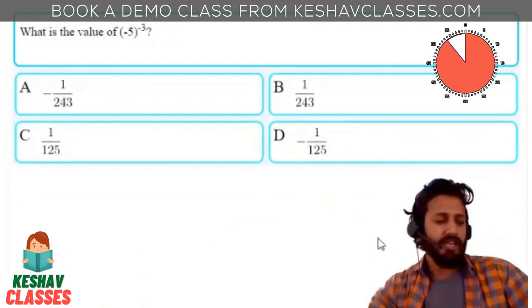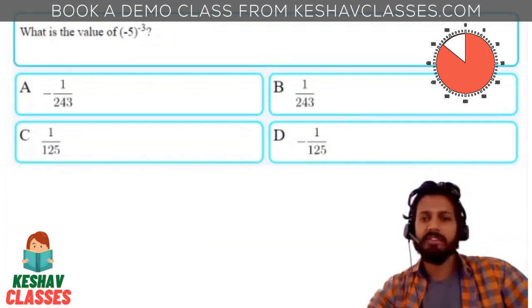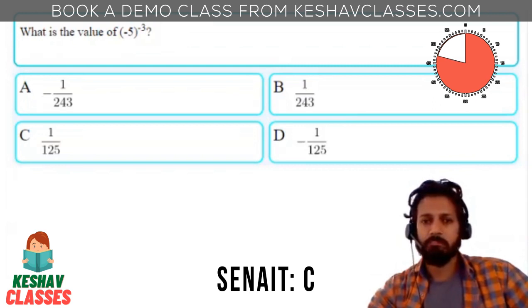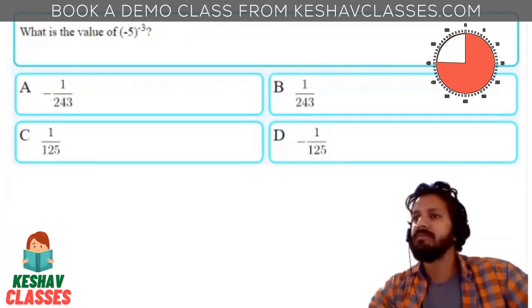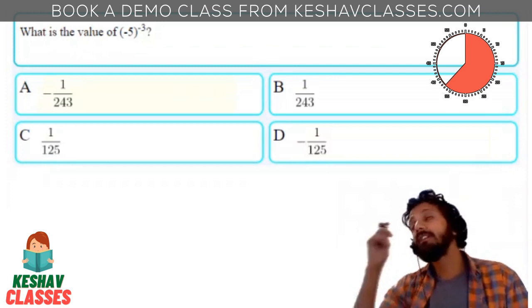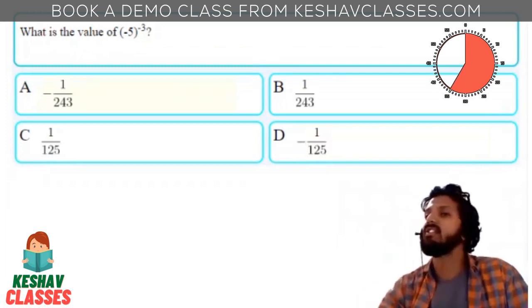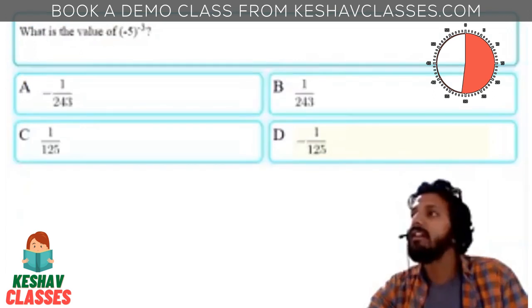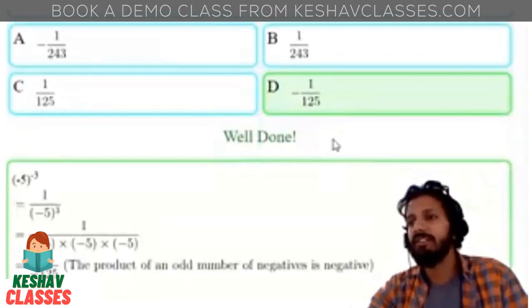-5 raised to the power -3. I don't think C. I think yes, D is the right answer. Let's try this, because whatever the final answer has to be, it is going to be a negative number. So this is going to be 1 divided by -125.